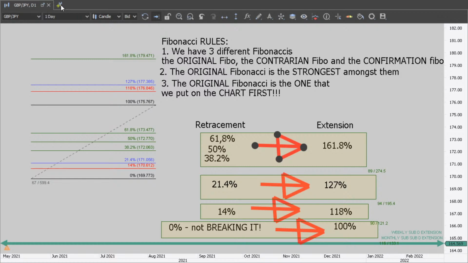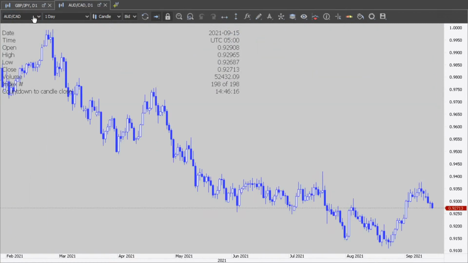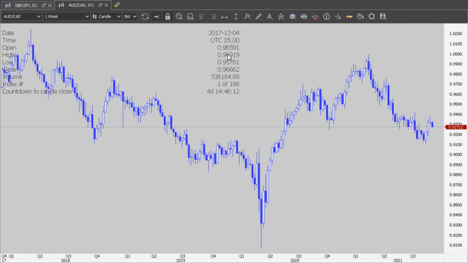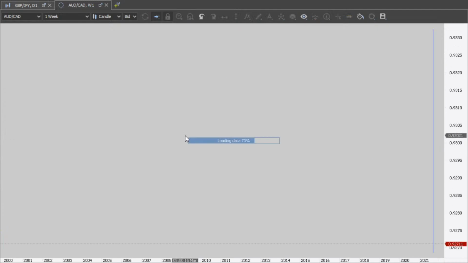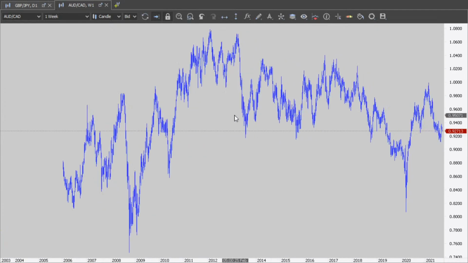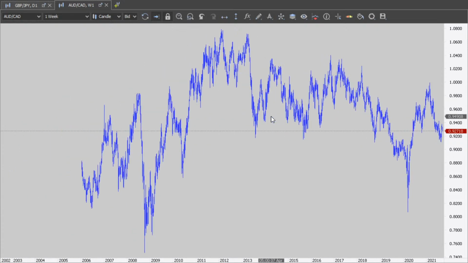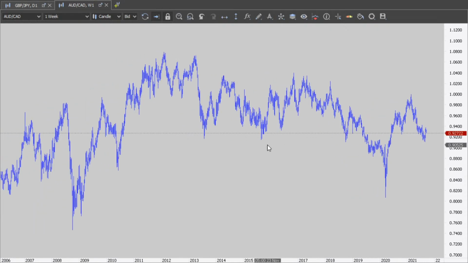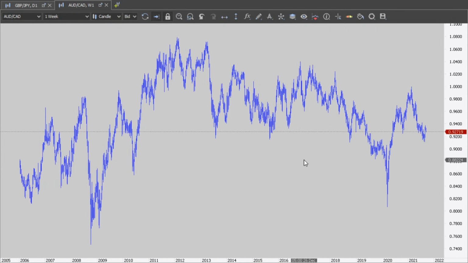In the meantime, we are going to open AUD-CAD. AUD-CAD weekly chart. Okay, now we learned yesterday about the ABCD swing. Remember, everybody, this is a beginner's course, and this is the AUD-CAD weekly chart.